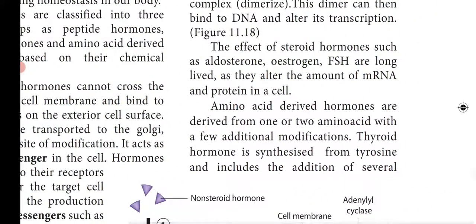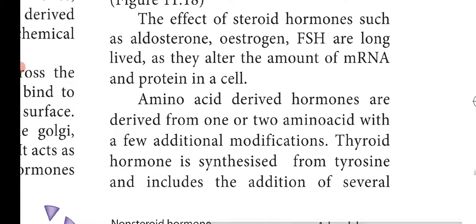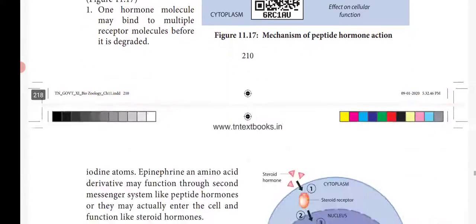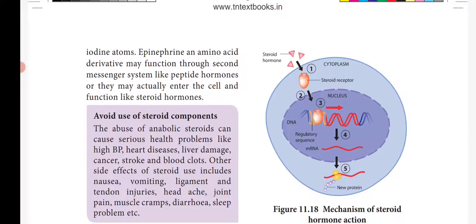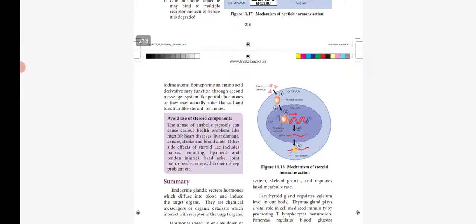Next is the amino acid derivatives. They are derived from one or two amino acids with a few additional modifications. Thyroid hormone is synthesized from tyrosine and includes the addition of several iodine atoms. Epinephrine, an amino acid derivative, may function through the second messenger system like the peptide hormones, and it may actually enter the cell and function like the steroid hormones.